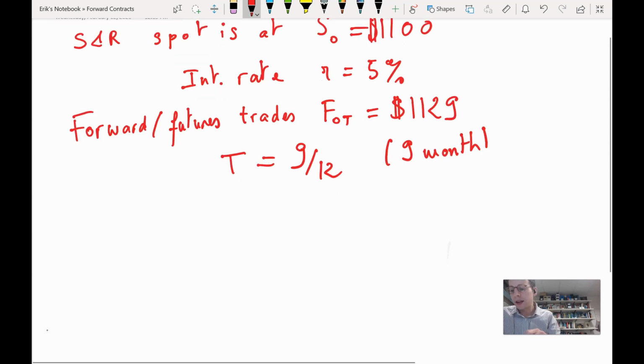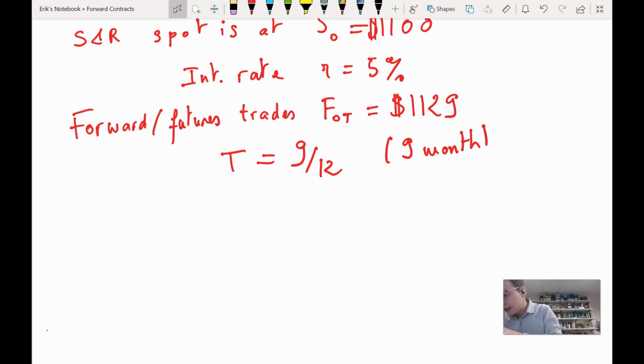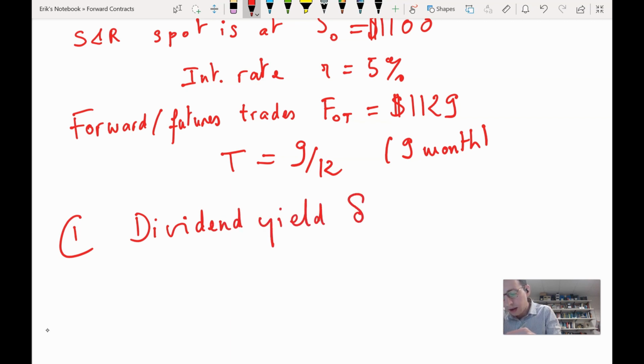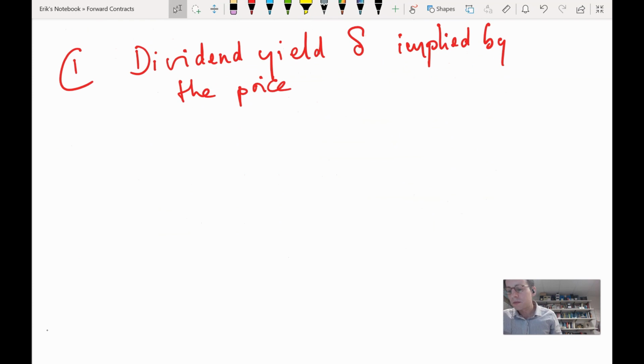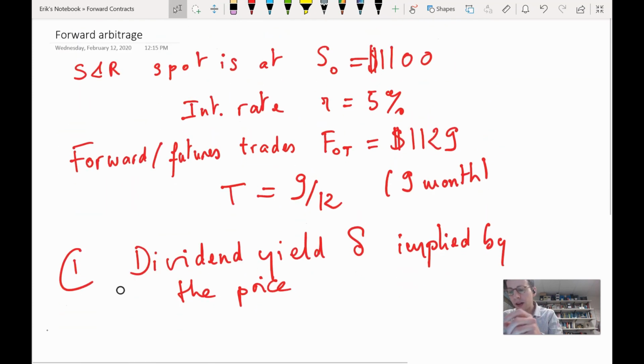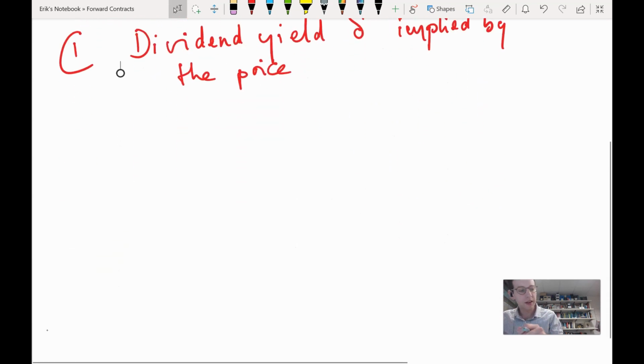Okay, and the first question we're asked is, what is the dividend yield delta implied by the price? Another way of thinking about this question is, can you solve for delta? We have lots of information here, right? We have S naught, r, F naught T, and capital T. Can we solve for delta?